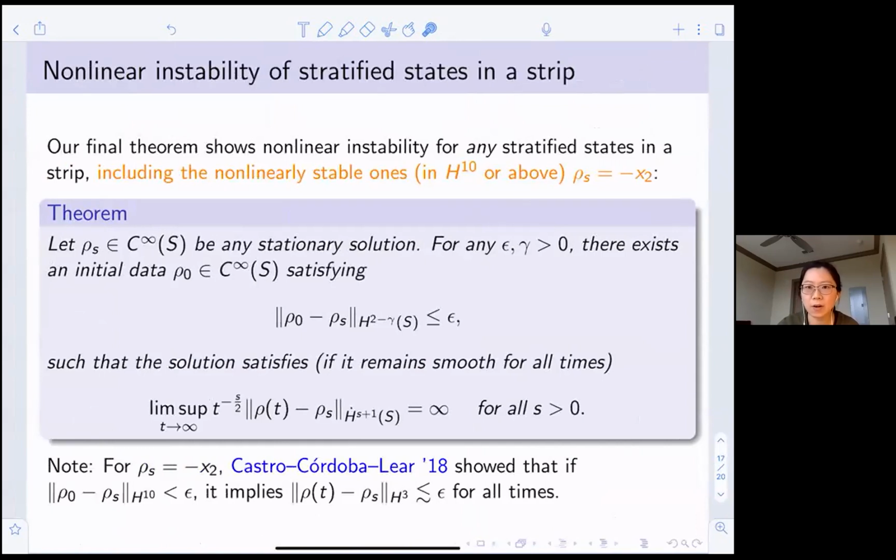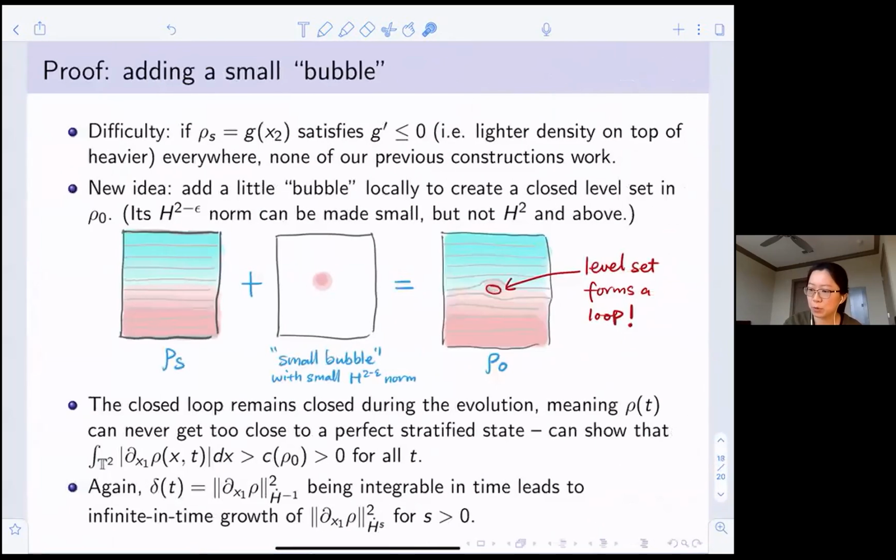Certainly there are certain ways when you are adding the perturbation. For example, starting from this rho_S where the lighter fluid is already on top of the heavier one, suppose you just add some very heavy thing at the bottom. Then such a thing is going to be stable, right? So I would say that certainly one has to be careful in choosing what perturbation to add.